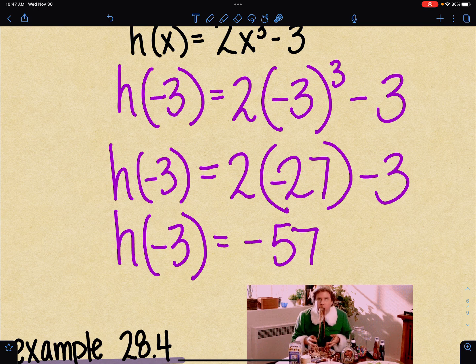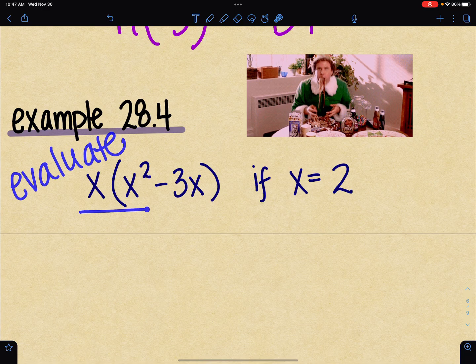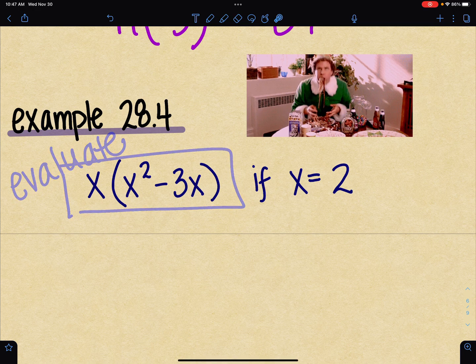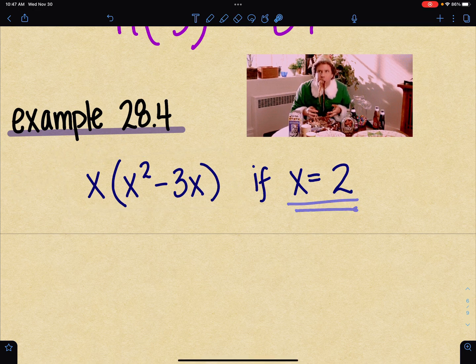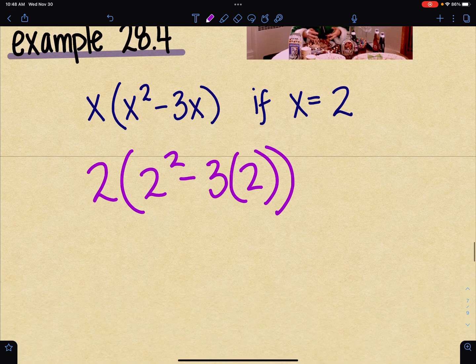And so to demonstrate, they're going to show you a couple of examples of either one, and you'll see that it's the same thing. This one said evaluate this if x is equal to 2. So what you do, you find the answer by replacing x with 2 everywhere, right? So we're going to put 2 here, 2 squared minus 3 times 2. Okay, and then what do you get?